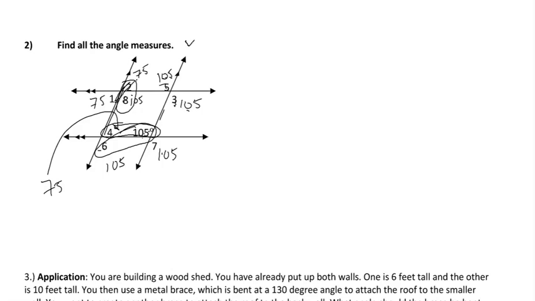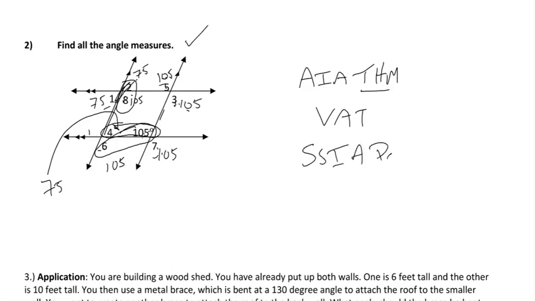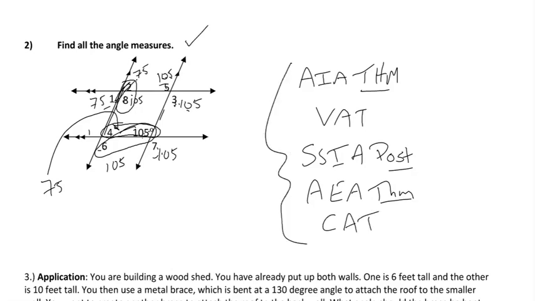So the whole point of this problem here was to learn that you can jump around the figure and you can be justifying it by alternate interior angles theorem, vertical angles theorem, SSIA postulate. I wouldn't take off if you said theorem instead of postulate. Alternate exterior angles theorem. And what else? Corresponding angles theorem. You can use all of these things to jump around and justify things.